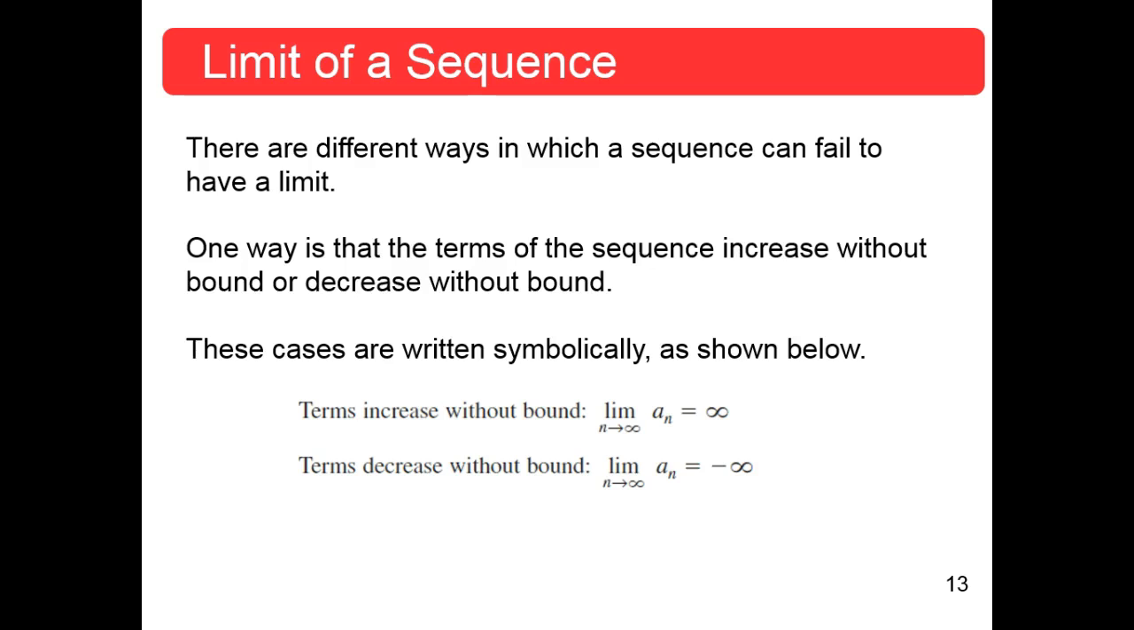So there are different ways in which a sequence can fail to have a limit. One way is that the terms of the sequence increase without bound, or decrease without bound. Remember that one? That was minus 5, minus 10, minus 15, minus 20. Decreasing without bound, that one is not going to have a limit. Or those that increase without bound, just 1, 2, 3, 4, 5, 6, 7. That's not going to have a limit. So there's one way: terms of the sequence increase without bound or decrease without bound.